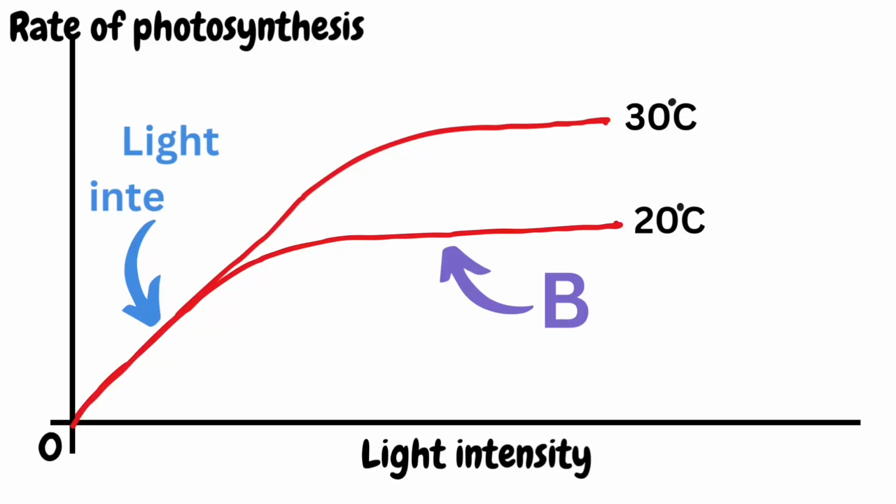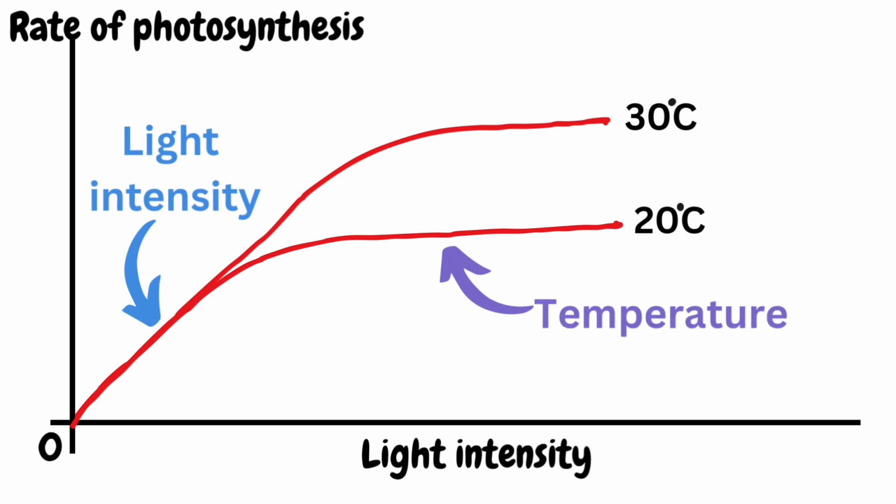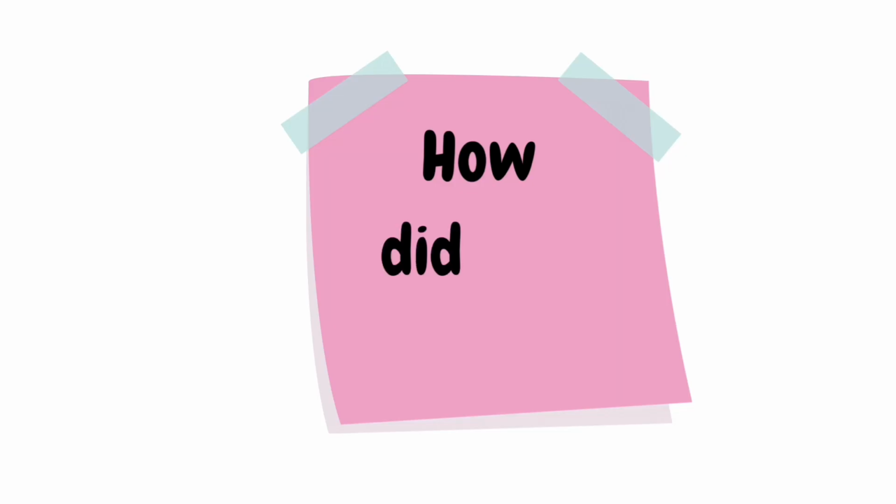So, point A on the graph is sloped upwards because as light intensity increases, the rate increases. So this tells us that light intensity must be the limiting factor. At point B, we know it's temperature that's limiting the rate of photosynthesis because the line at 20 degrees is lower than the line at 30 degrees, so the rate must be slower at 20 degrees, meaning that temperature is slowing it down. How did you get on with those questions?